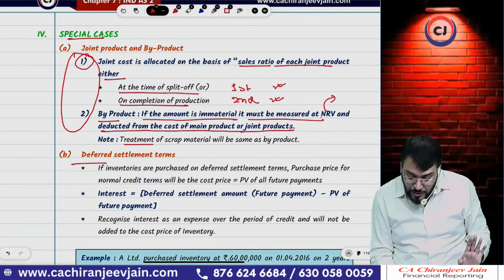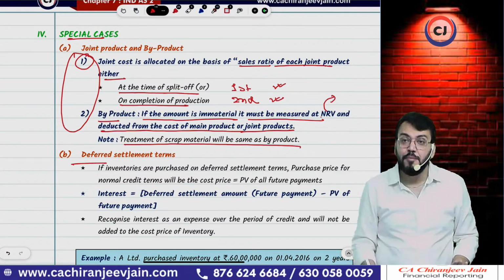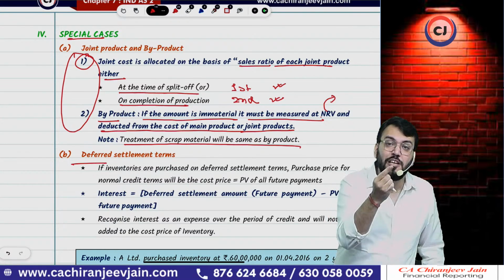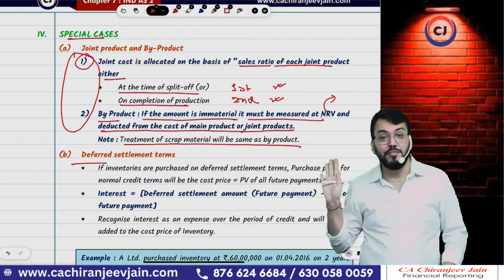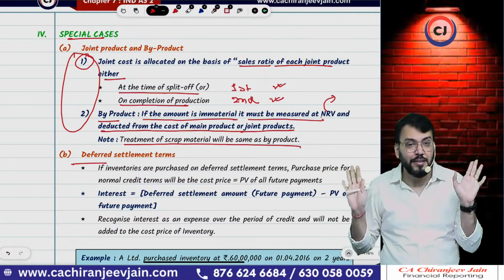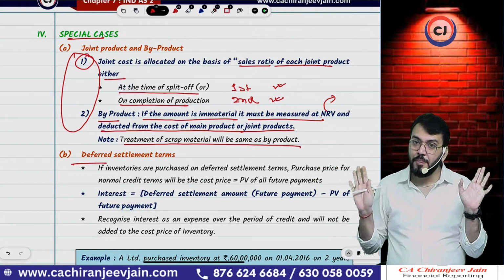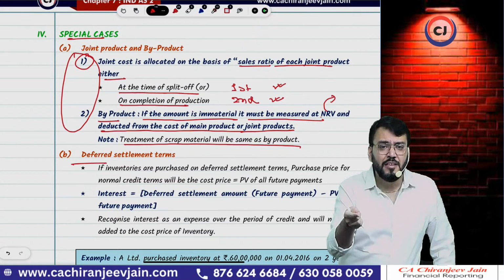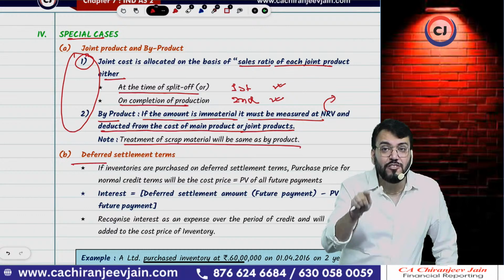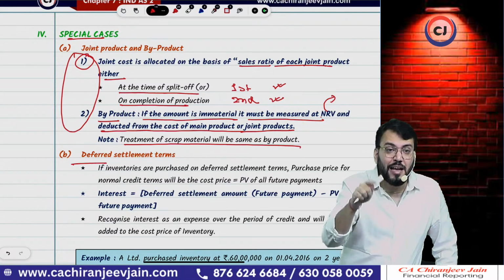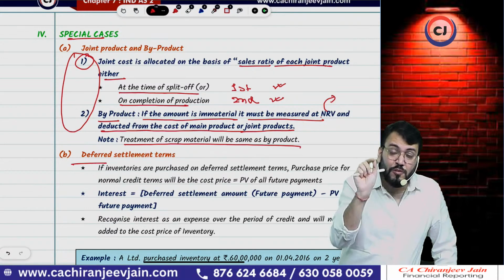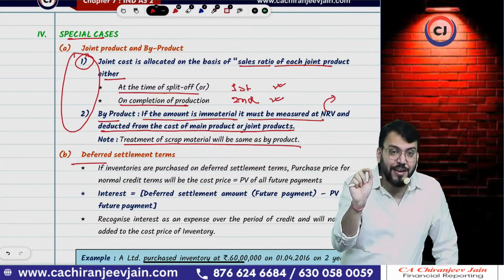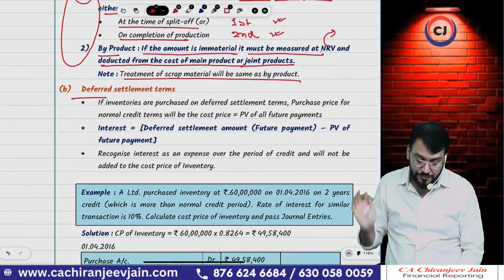But the treatment of scrap material will be the same as byproduct. It will also be valued at NRV and deducted from the cost price of the main product or joint product. The treatment remains the same. So can I say for byproduct we are not determining cost price? There is no need to find out the cost price of byproduct. Only find out NRV. So we find out the cost price of only the main product or joint product. Chalega?